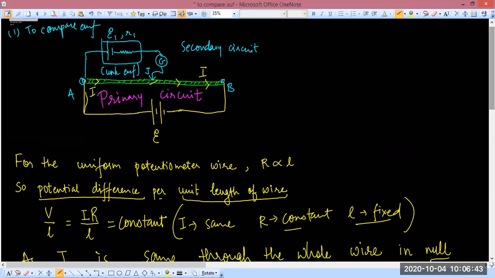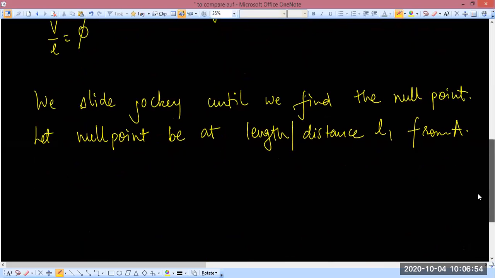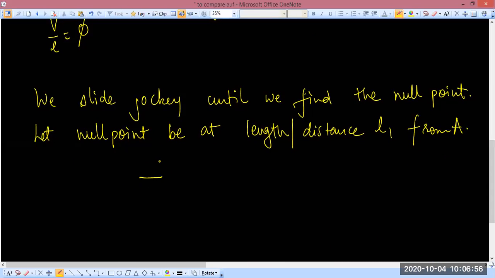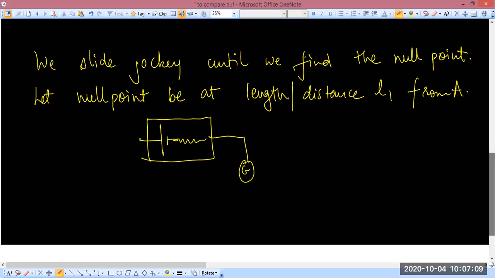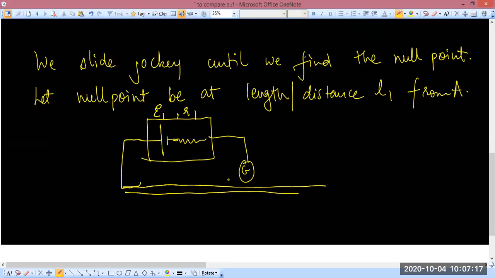So what have we indicated? That we are sliding this jockey left and right, and suppose we find the null point. I am drawing here again because I don't like looking up again and again. We only need to draw the secondary circuit. The primary is of no use. Here is the wire, just draw that, and let's say this is the null point.